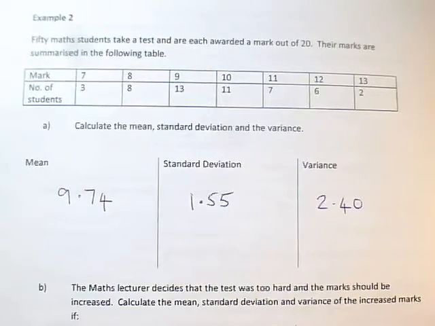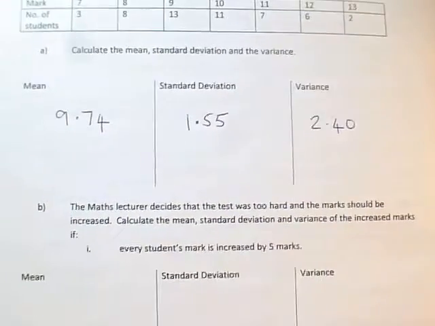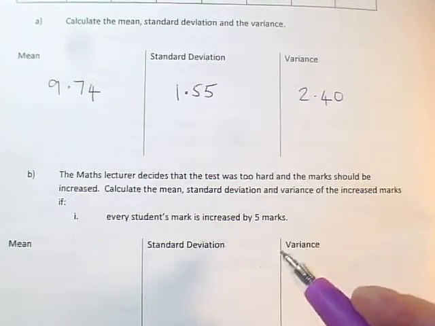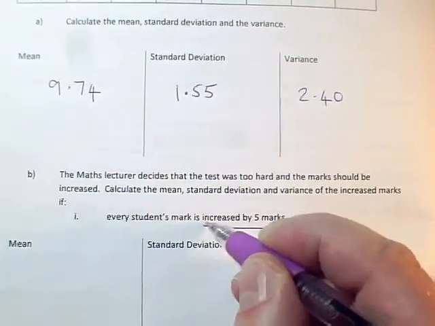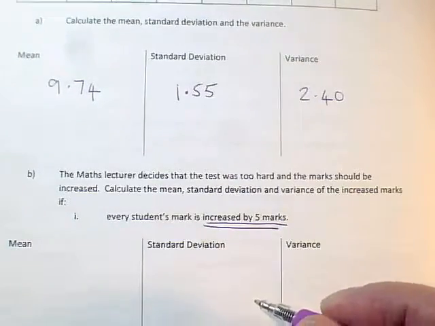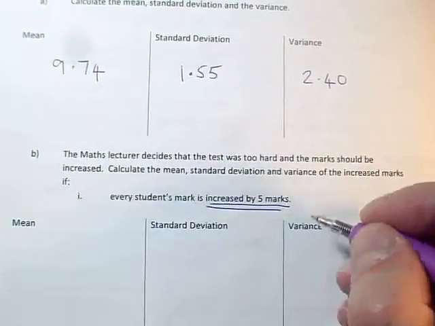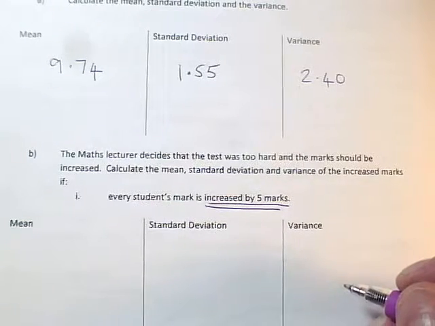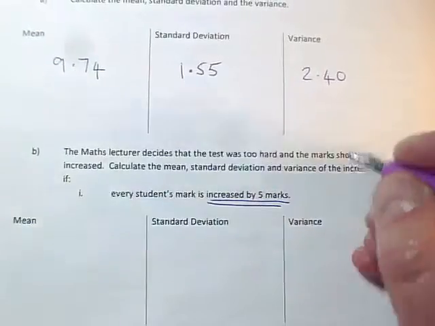Now for the interesting bit, we are going to scale the data. So the first approach to scaling is that the marks are going to be increased by increasing all the marks by 5 marks. And I'm going to use my knowledge that multiplication affects both mean and standard deviation, but addition just affects one of the two.